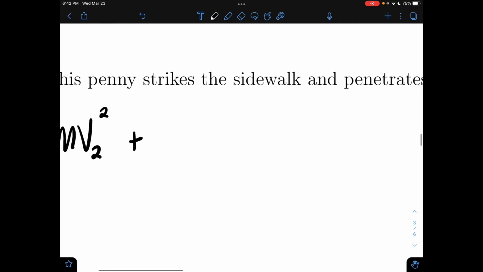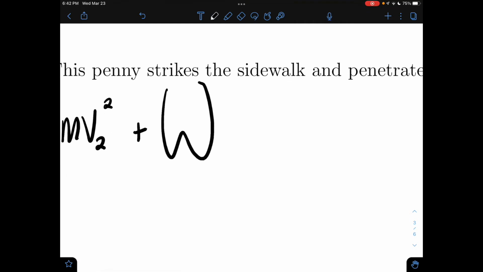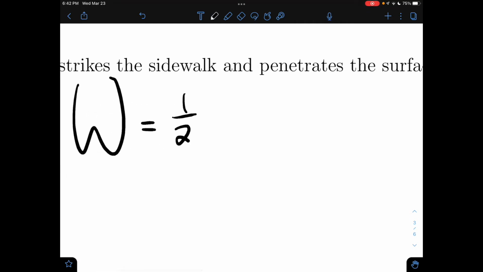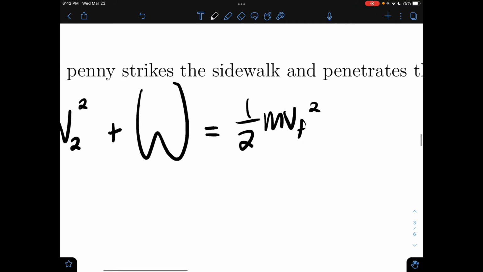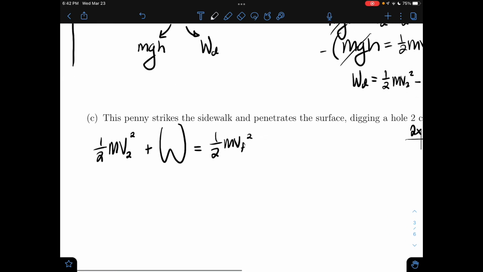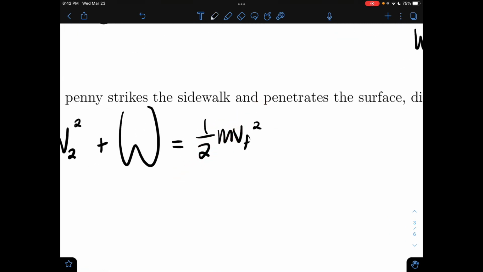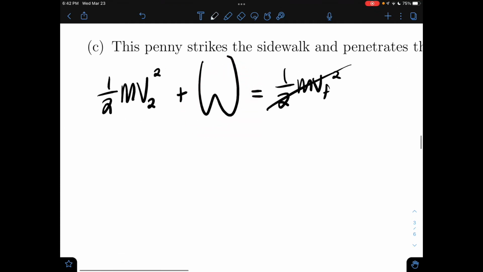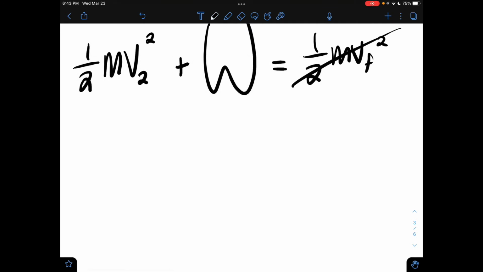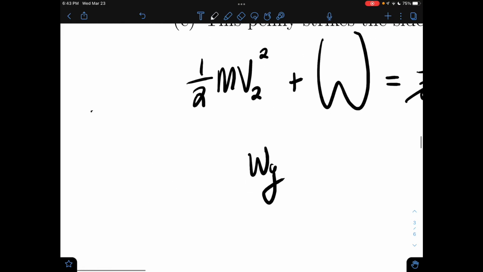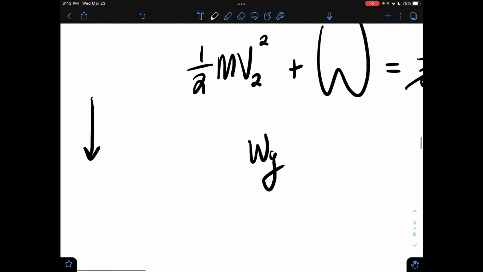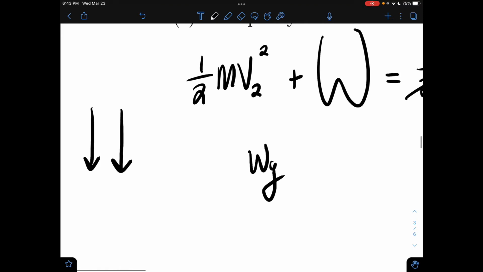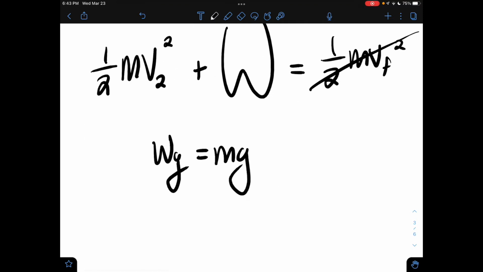And then while it's in the sidewalk, we have some kind of work going on. That's going to give us our 1/2 m V final squared. And since it's just getting stuck in the sidewalk, our final velocity is going to be 0. So that term's just going to go away. Now let's think about what work is being done on it. It's still on Earth, so we're still going to have some work from gravity. And we're still going down during this time that we're going into the pavement, and gravity's still pulling down on us. So it's still going to be a positive mgh.